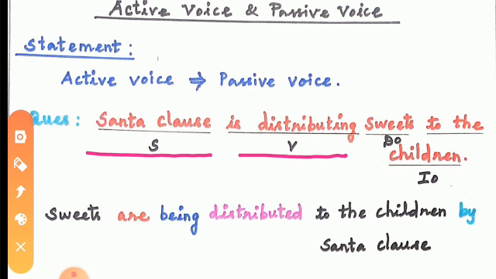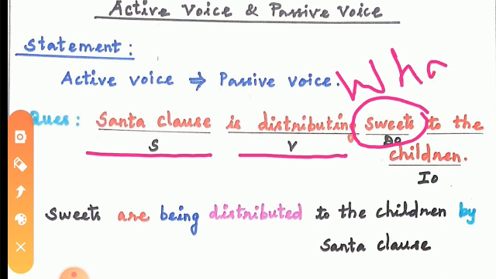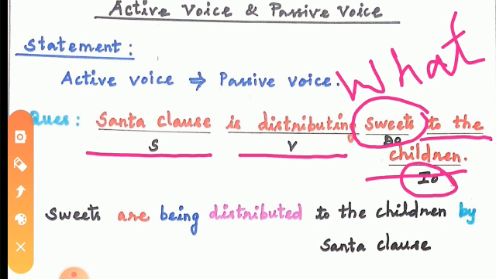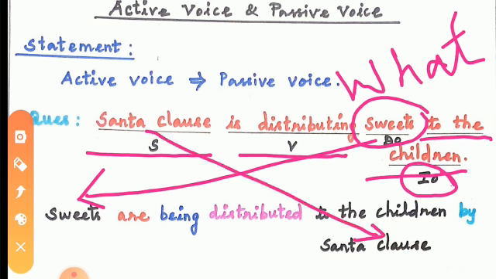Santa Claus is distributing what? Sweets. So here the word sweets answers the question what? And what is distributed by Santa Claus to whom? யாருக்கு என்ன distribute பண்ணப்பட்டது? To whom? யாருக்கு distribute பண்ணப்பட்டது? To the children. So the words to the children answer the question whom, so I marked it as the indirect object. And I already told you we have to change the direct object into the subject, so I have changed sweets into the subject and Santa Claus is changed into the object in the passive voice.